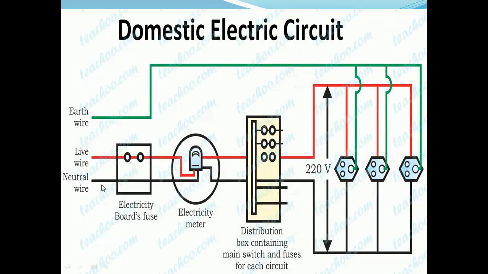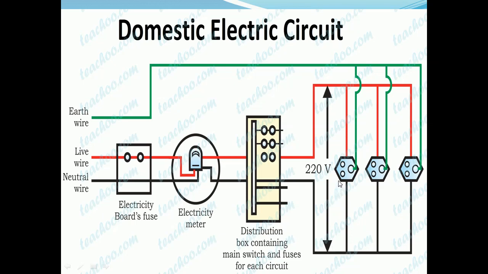Here you can see the picture of the domestic electric circuit. The live wire and neutral wire, through the fuse or MCB, are connected with the electricity meter. From the electricity meter, it is connected to the main switch. From the main switch, it is connected to the line wires through which the current is passed to all the circuits.